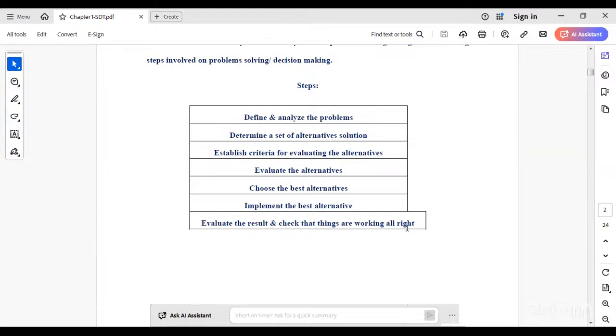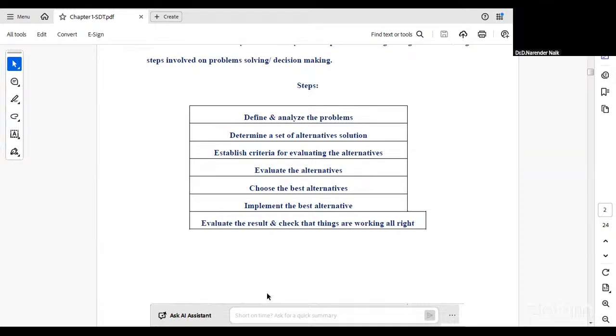Okay, so define and analyze the problem. Before we take the decision, these are excellent steps that will help you a lot to apply the best alternative. The first one is define and analyze the problem. Defining and analyzing the problem is important. Analyzing means go for a detailed examination of the problem. Then determine a set of alternative solutions. We need to determine different alternative solutions, because if you develop more alternatives, it will help a lot in choosing the best alternative.